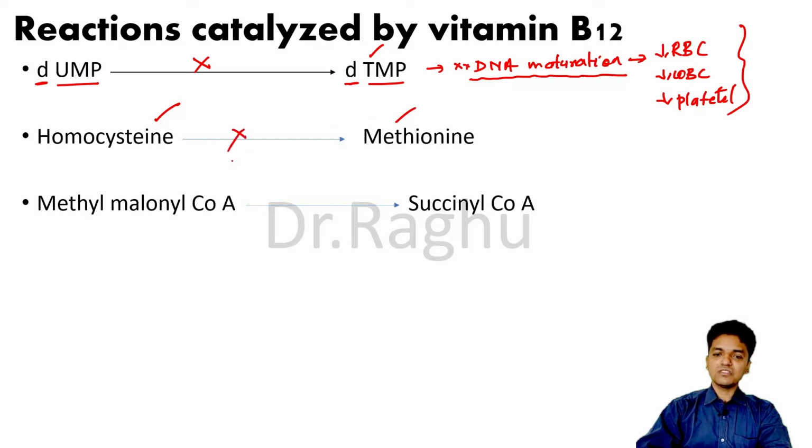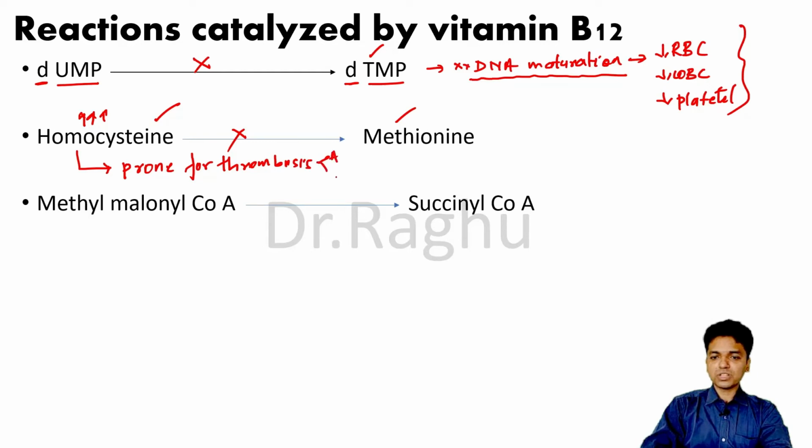The next important reaction catalyzed by vitamin B12 is conversion of homocysteine into methionine. If this conversion is not taking place, the amount of homocysteine in the body is going to increase, a condition called homocystinemia. And we all know that individuals with homocystinemia are more prone to what? They are more prone to thrombosis, affecting both the arterial system as well as the venous system. So there is an increased risk of both arterial and venous thrombosis.